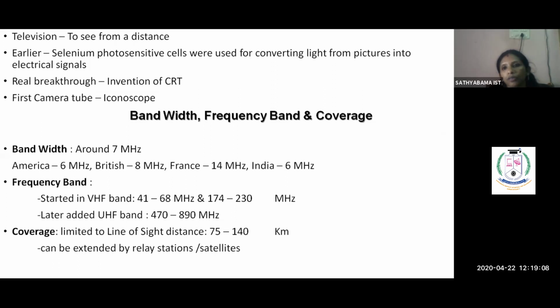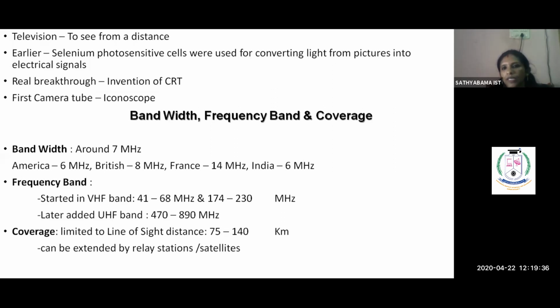Television is used for seeing from long distances, and earlier we used selenium photosensitive cells for converting light from the picture into electrical signals. Then the second invention was the use of a CRT. CRT is nothing but the cathode ray tube, which you have already studied in your electronic devices.